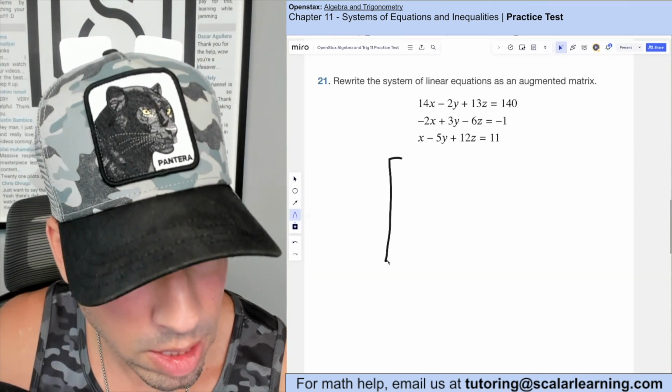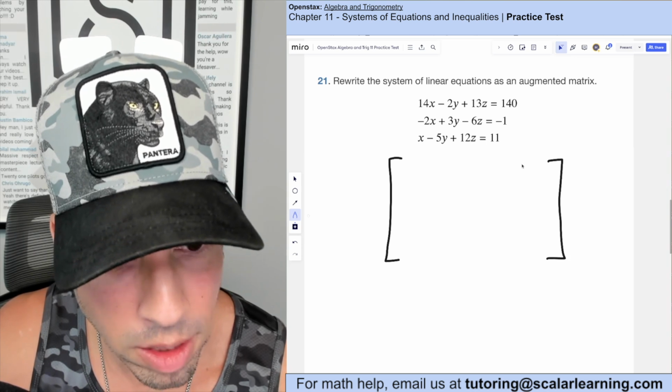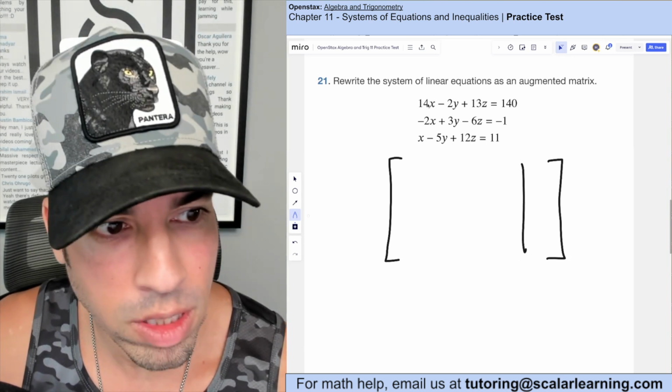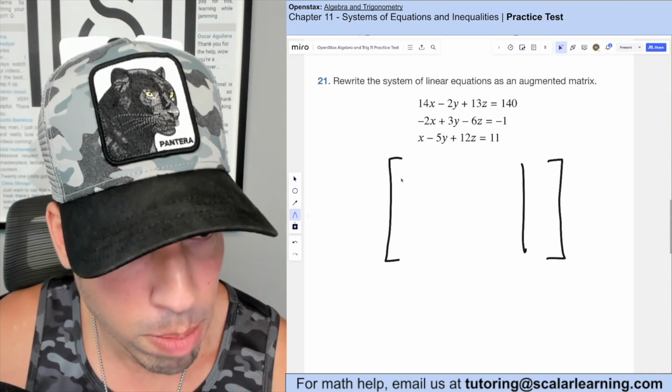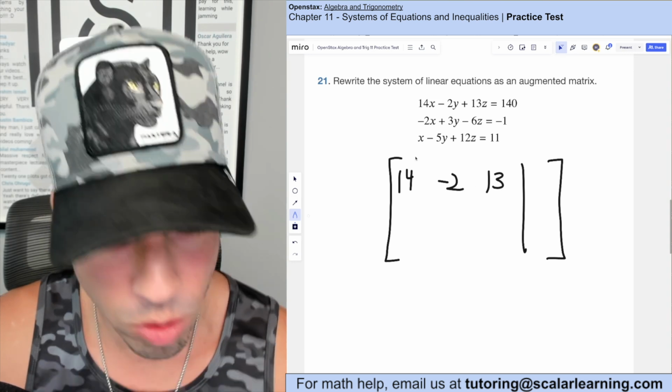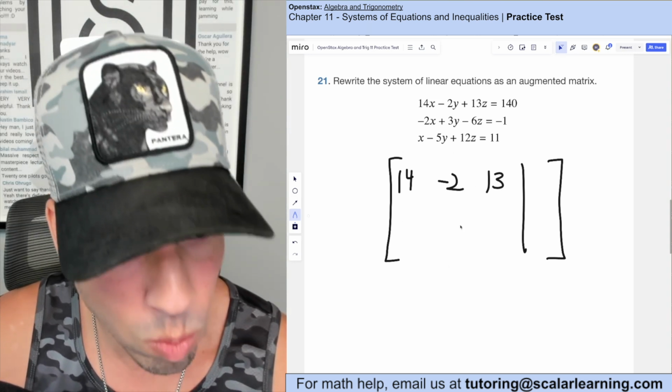Boom, done. So for this one, we're meant to rewrite this as an augmented matrix. So the way you kind of do that is we set it up like this with this little line here. And all these coefficients of x, y, and z just pop in on the left side. So we got 14, -2, and 13. So you think like this is like my x column, y, and z.